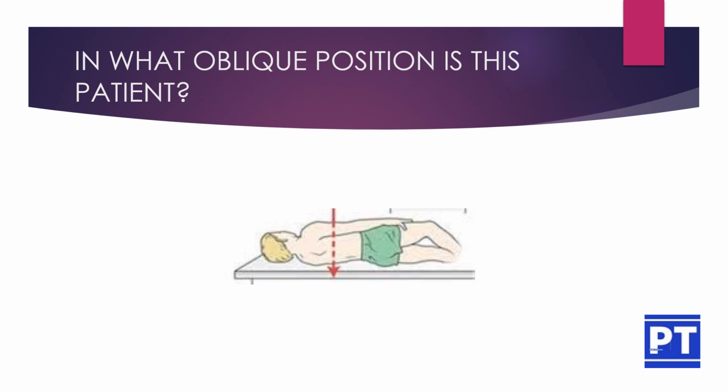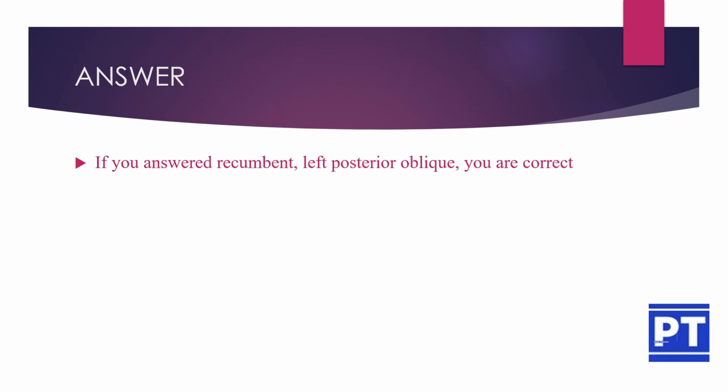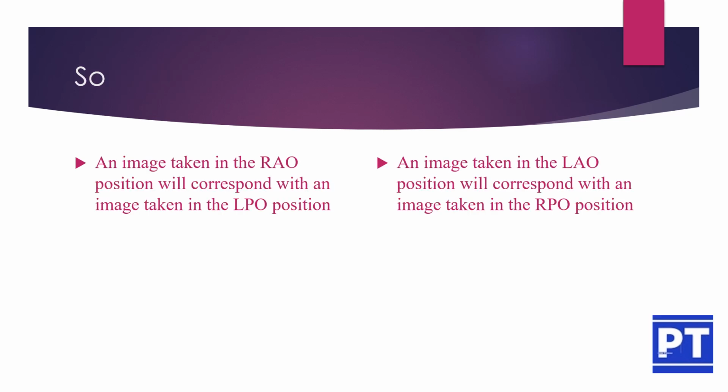So the patient is recumbent, one side is in contact with the image receptor, and the patient's posterior aspect is in contact with the image receptor. So if your answer is recumbent left posterior oblique, then you are correct. Since the patient is recumbent, the patient's left side is in contact, the patient's posterior aspect is in contact, and the patient is rotated, oblique. So recumbent left posterior oblique, then you are correct.